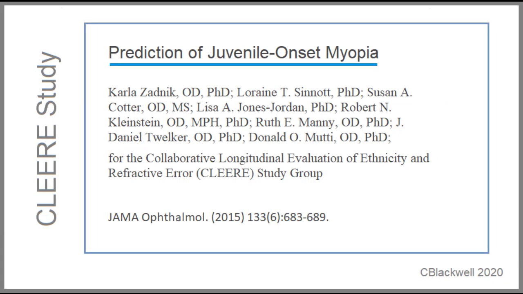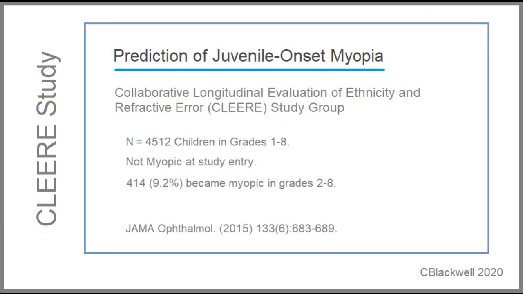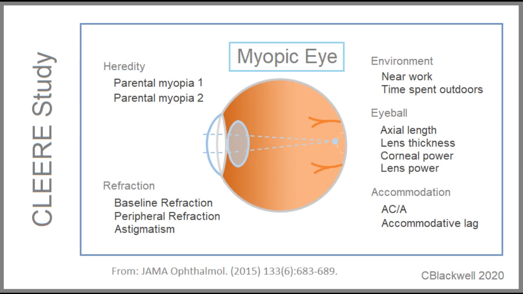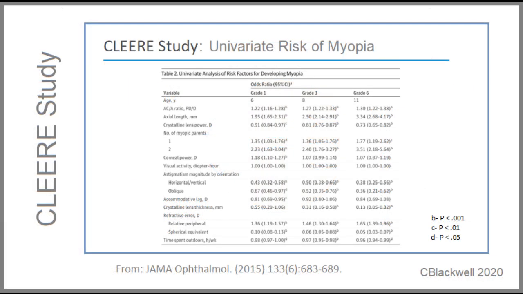We conclude the section on causative factors with the 2015 CLEAR study. This large multi-center study looked at a wide range of factors to try and identify if they could predict development of myopia. These are the 13 different parameters they tested for relation to future myopia development. Most of these should be familiar by now, except for the accommodation items, which I won't explain here.